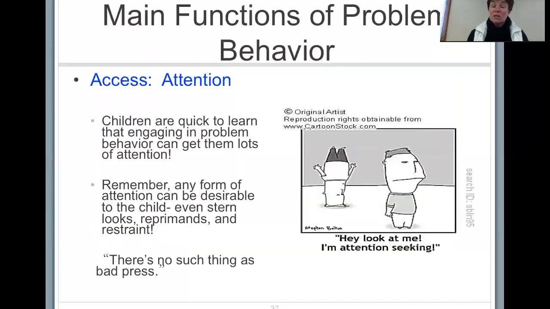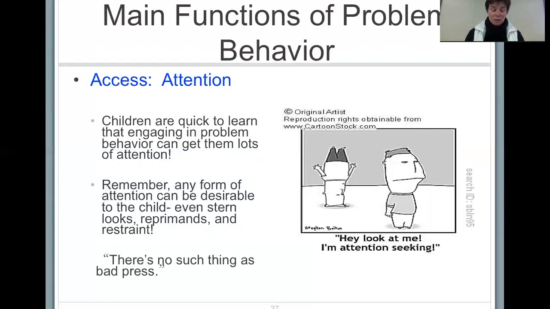Let's dig a little deeper into functions, what they are, and how it can be determined what function a behavior is serving. There are three main functions of problem behavior: access, escape, and automatic. One of the main functions of problem behavior is to access attention. Children require, need, and want a lot of attention. Children with challenging behavior are no different in that respect. One way they are different is in the methods they have learned in order to access attention.